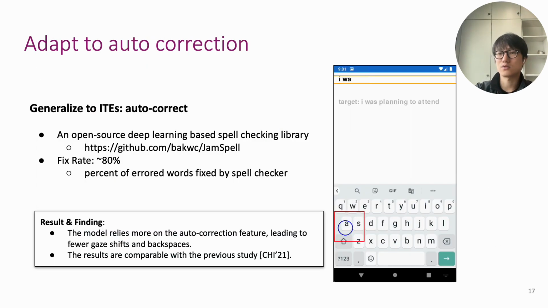Our model can also reproduce how autocorrection features affect human typing. We put an open-source autocorrection model into a typing environment and found it leads to less gaze shifting and backspacing.